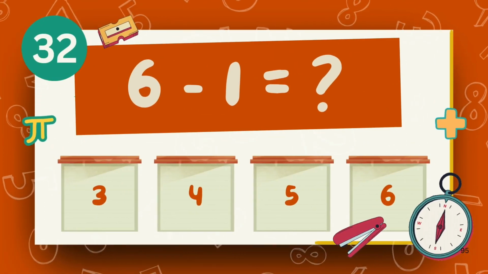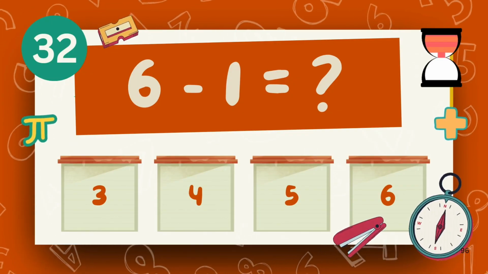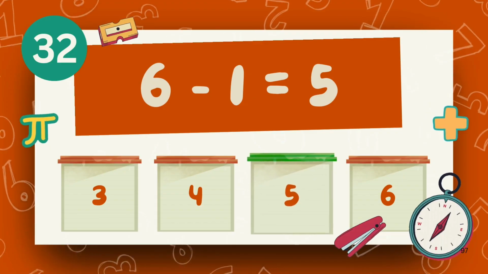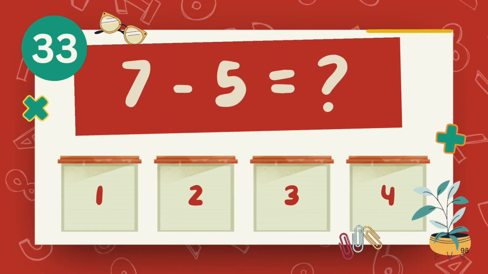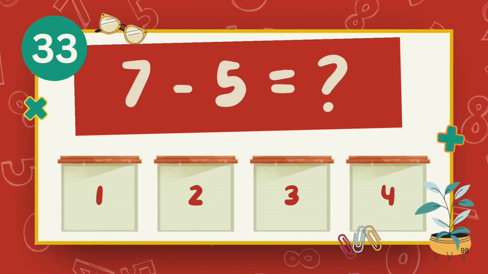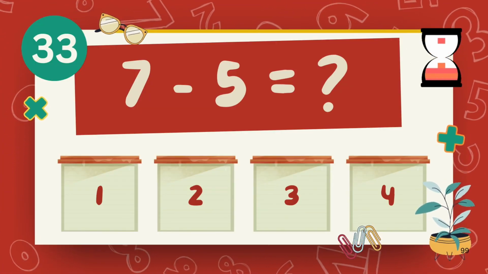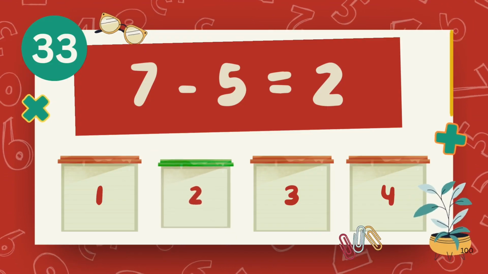What is 6 minus 1? The answer is 5. What is 7 minus 5? The answer is 2.